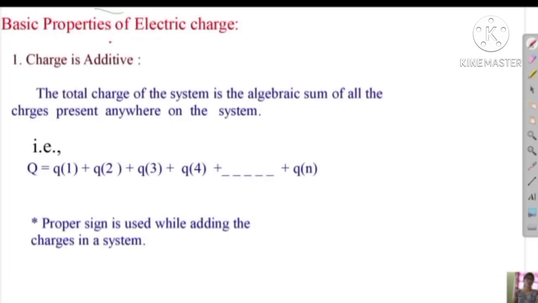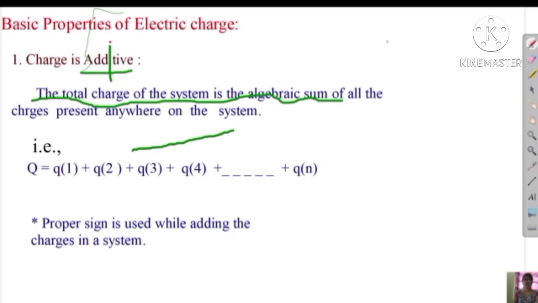So what are the properties? The first property of a charge is additivity. The name itself indicates add. Add means what? Addition of all the things that are present. Similarly, the additivity of charge says that the total charge of the system is the algebraic sum, which is very important, the algebraic sum of all the charges present anywhere in the system.